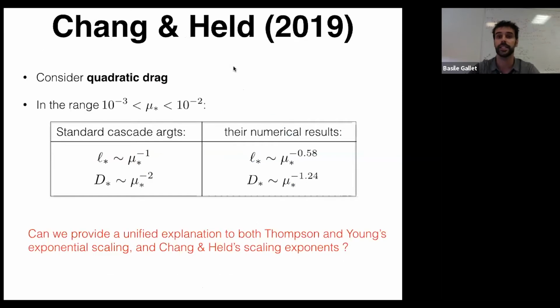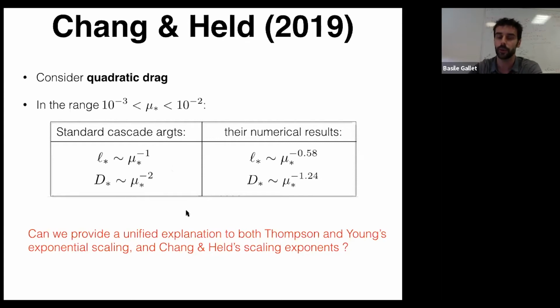Then more recently, Cheng and Held considered quadratic drag instead of linear drag. And they showed that it changes the picture quite dramatically because this very high sensitivity on linear drag is transformed into a power law dependence on the quadratic drag coefficient. Okay, so instead of the exponential, you get nice power laws with exponents that they diagnosed, obtained 0.58 here, minus 1.24, which are somewhat different from the standard cascade arguments that you can use.